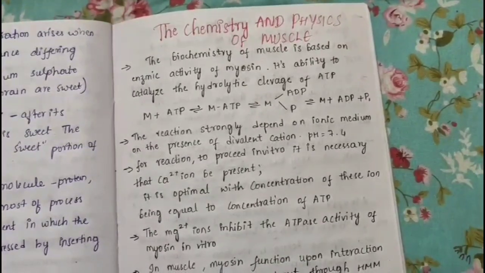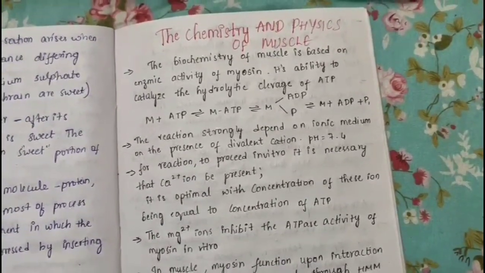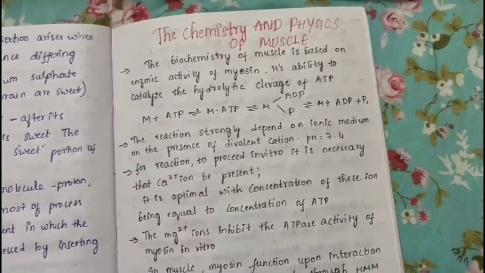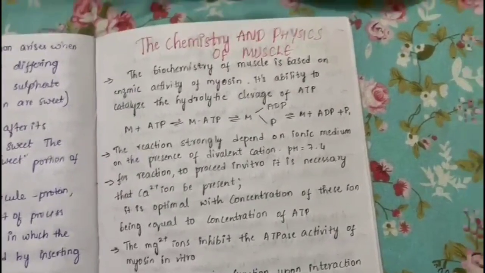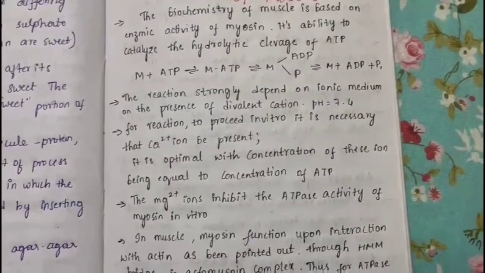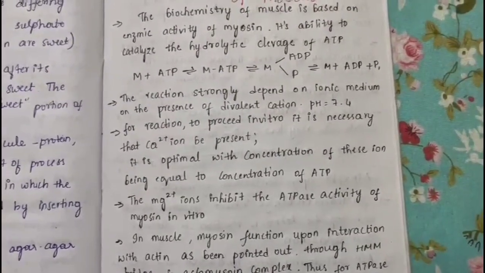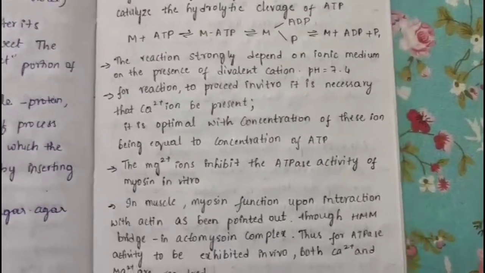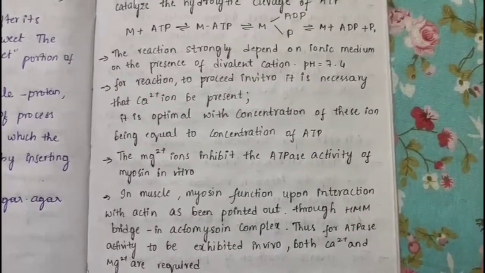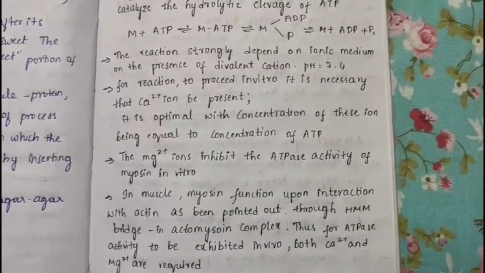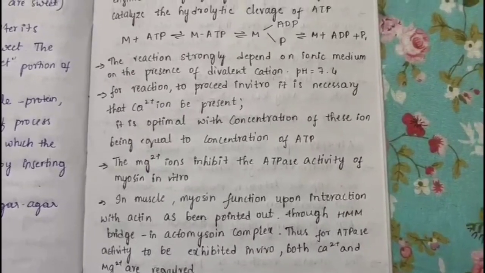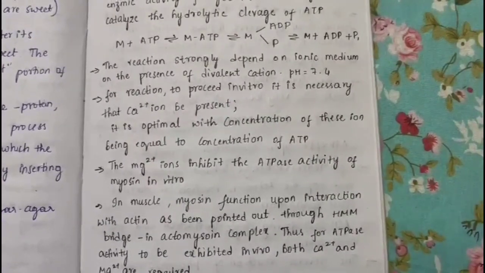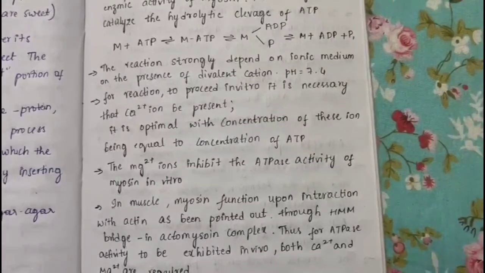The reaction strongly depends on ionic medium, on the presence of divalent cation. pH is equal to 7.4. For the reaction to proceed in vitro, it is necessary that calcium be present. It is optimal with the concentration of this ion being equal to the concentration of ATP. The Mg ion inhibits the ATPase activity of the myosin in vitro.